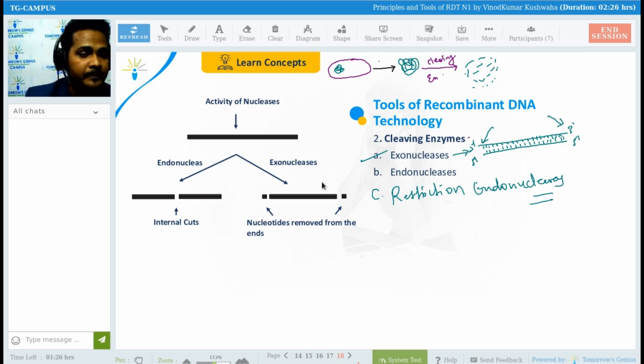Are you getting my point? Here you can see this is an exonuclease, where it is working at the extreme position. It is not going to cut in the center portions. Yes, is this clear?